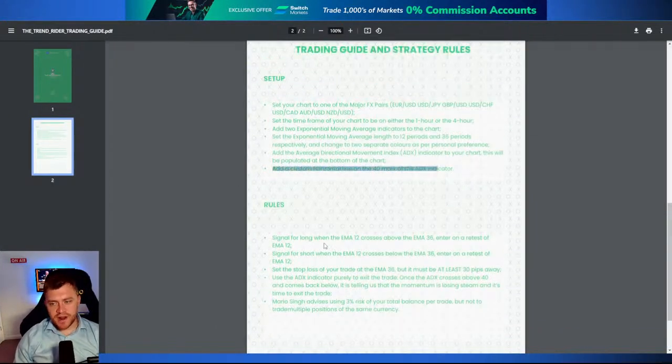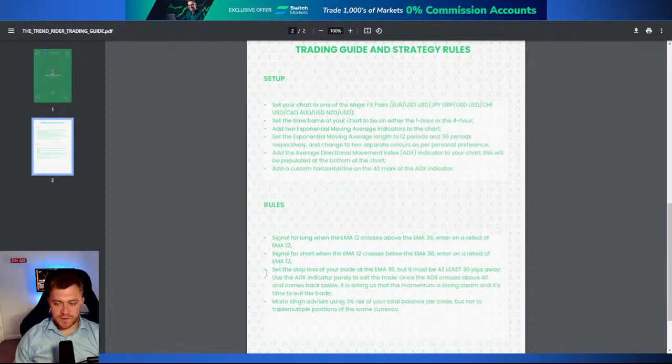How do we actually trade it? Well, we buy the market when the EMA 12 crosses above the EMA 36. We enter on a retest of the EMA 12. Our signal to go short is when the EMA 12 crosses below the EMA 36, and again we enter on a retest of the EMA 12. So we're always entering at the EMA 12.